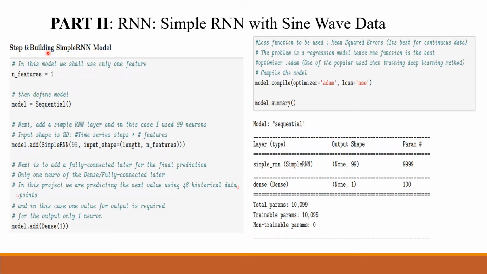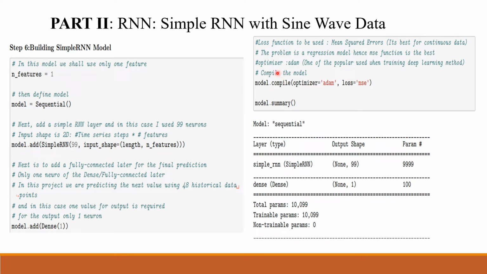The next step was building the simple RNN model. I specified the features as 1. The model is sequential, and then we can see the neurons that I used here and defined was 99, and then the dense was 1. 48 historical data points, so this is what I'm going to use to predict the next value.